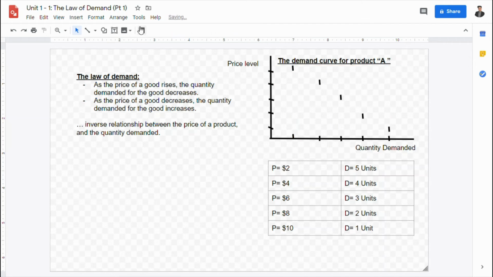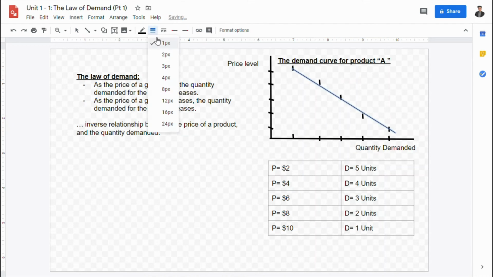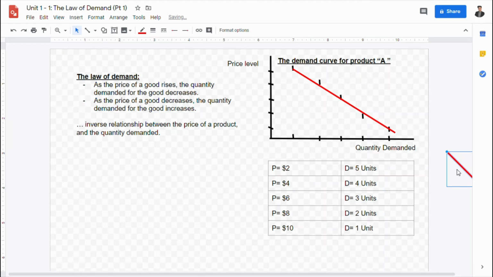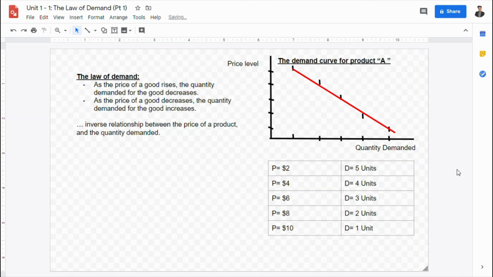If we put a best fit line through these dots, this curve highlighted in red basically shows the demand for product A. As the price increases, the demand for this good decreases. As the price decreases, the demand for this good increases. That illustrates the inverse relationship between the quantity demanded and the price.